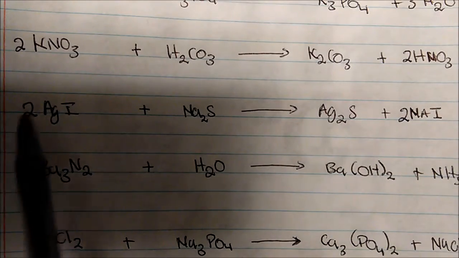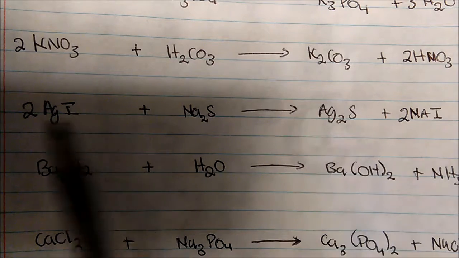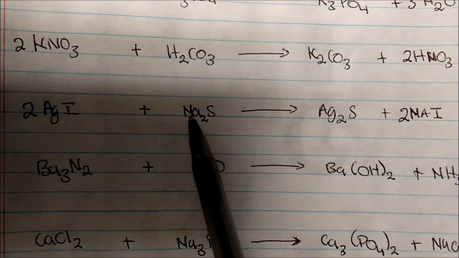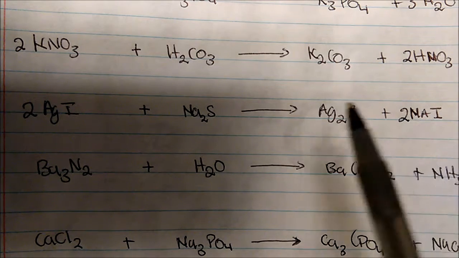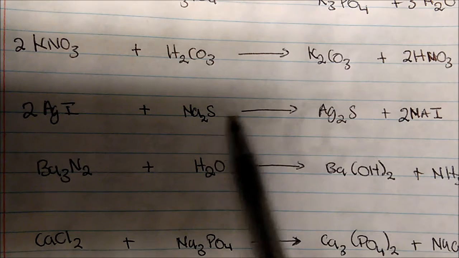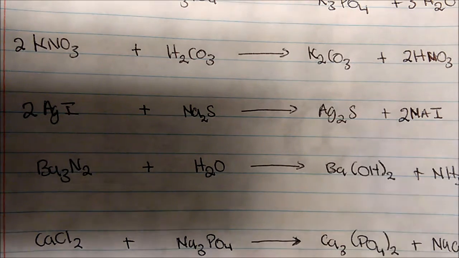Because if I take a look, I have 2 moles of silver, 2 moles of silver, 2 moles of iodine, 2 moles of iodine, 2 moles of sodium, 2 moles of sodium, 1 mole of, not silver, sulfur, 1 mole of sulfur, 1 mole of sulfur. So this constitutes a balanced chemical equation. Okay, let's take a look at the next one.